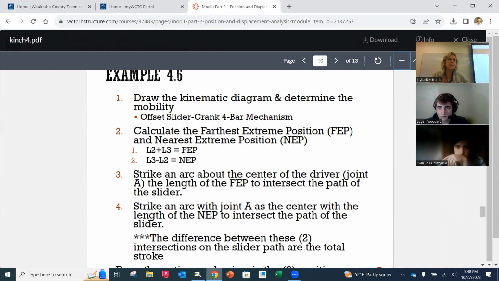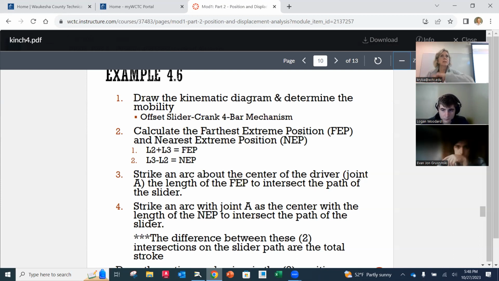So this is where you're going to start probably settling in on, okay, my input or my crank is going to be link number 2. My connecting rod is going to be link number 3. And then my output, whether it's a slider or a reciprocating type of link, is going to be link number 4, because that'll be my output. So using that system, we're going to have the length of link number 2, which is our crank, plus the length of link number 3, which is going to be that connecting rod. And that means that they are in line with each other, like in their furthest extended positions. And that's going to be the radius that we're going to use for the furthest extreme position.